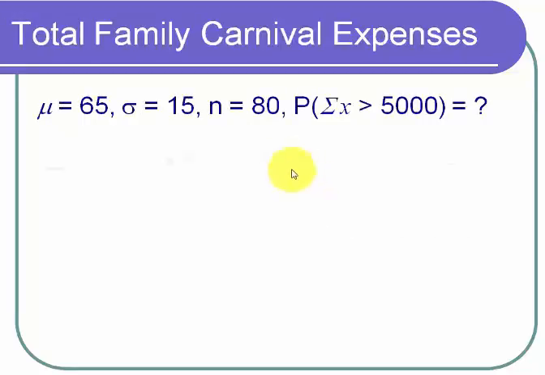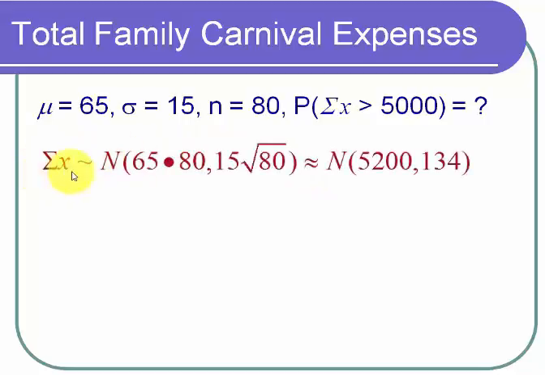So in particular, we could say that sigma x, the sum of all of the x's, is approximately normally distributed with mean 65 times 80, which happens to be 5,200, and standard deviation 15 times the square root of 80, which happens to be about 134. When you put it in your calculator, it's better to put in 15 times root 80 directly than to use this approximation.